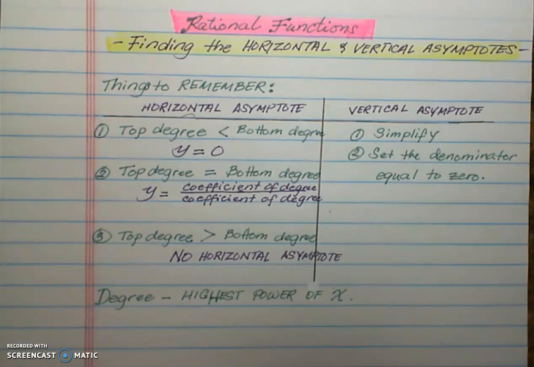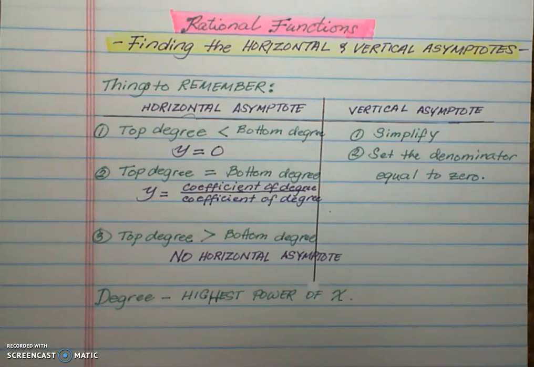Welcome back, everyone. Today we're going to discuss rational functions, particularly finding the horizontal and vertical asymptotes. Things to remember. For the horizontal asymptote, the first thing is when the top degree is less than the bottom degree, your horizontal asymptote will always be y equals 0.